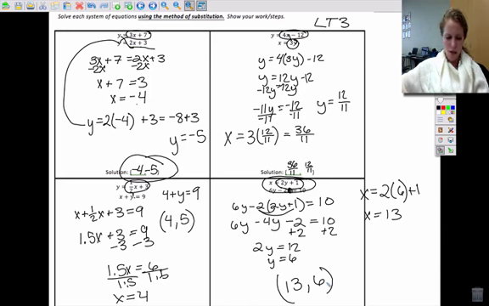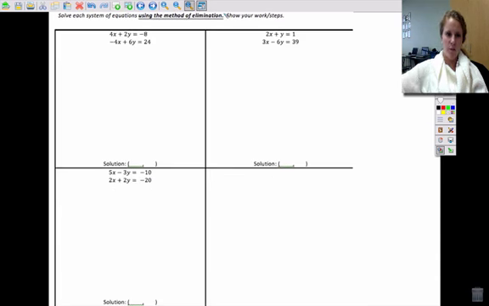Okay, so go ahead and give yourself a score for learning target 3 using substitution. And then let's move on to elimination.